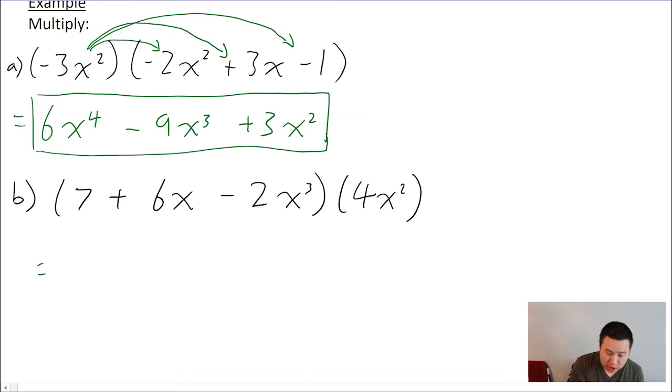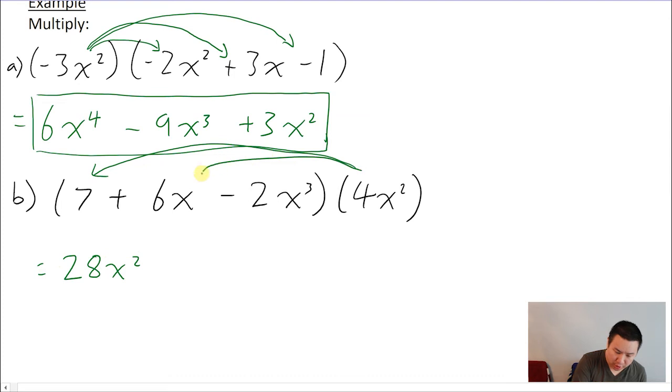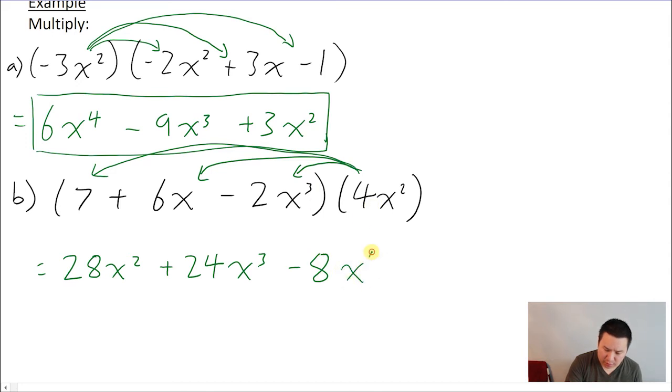4x squared needs to multiply with each term in the other polynomial, so let's start with the first one. 4x squared times 7 is going to give me 28 x squared. 4x squared times 6x gives me 24 x cubed. And then 4x squared times negative 2x cubed gives me negative 8, and then x to the power of 5, right? We add the exponents 3 and 2 to give me 5.